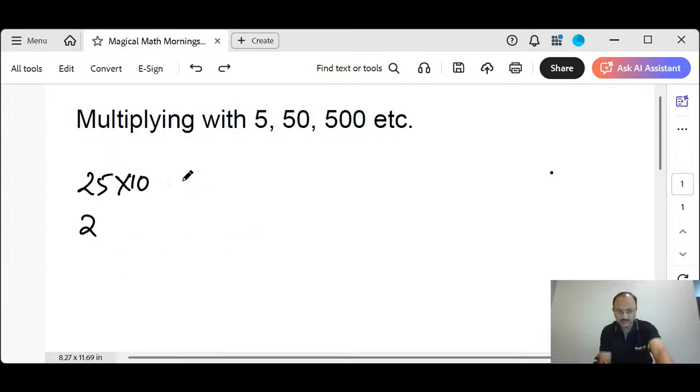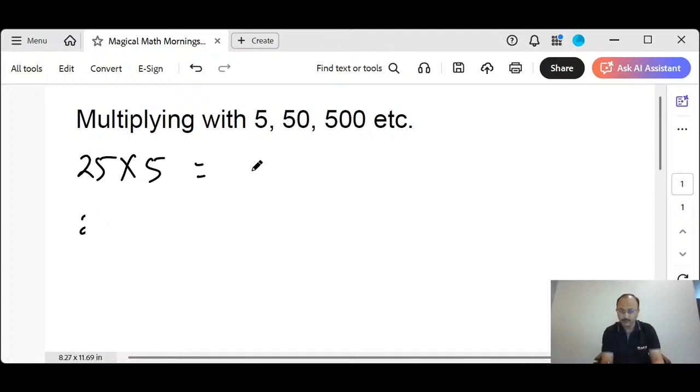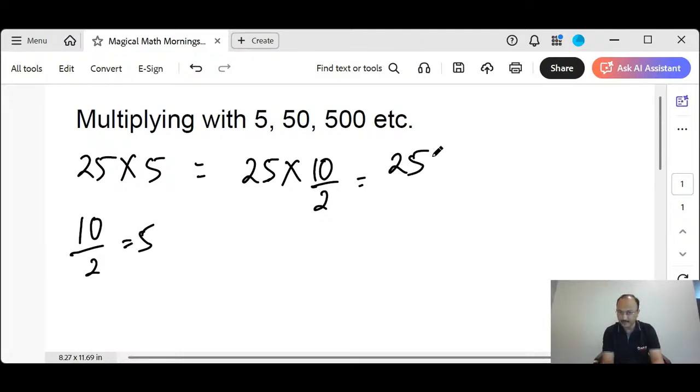How does this work? Suppose I want to multiply 25 into 5. What do I do? First I will do 25 into 10 by 2, because 10 by 2 is nothing but 5. So first 25 into 10 I do in mind, that is 250. That I divide by 2. How do I do division by 2? It is just a halving concept.